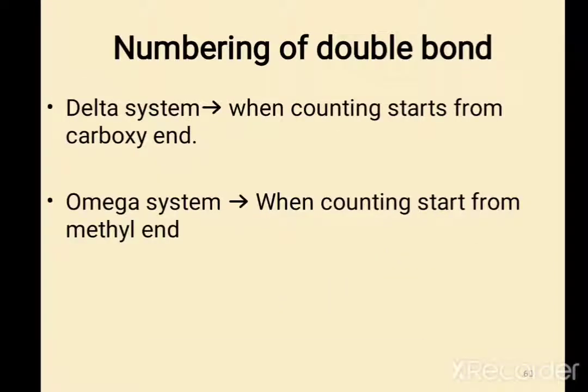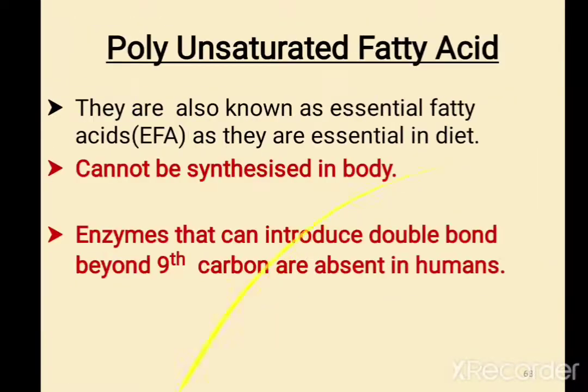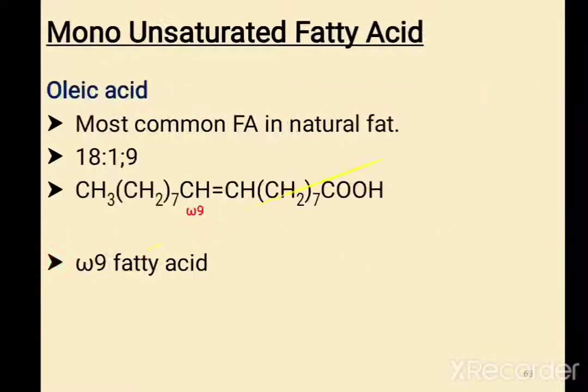Now, numbering of double bonds in an unsaturated fatty acid. There are two methods: one is known as the delta system and the other as the omega system. In the delta system, the numbering starts from the carboxyl carbon atom, and in the omega system, the counting starts from the methyl end of the fatty acid.